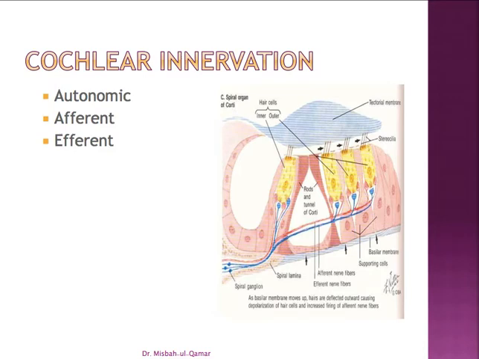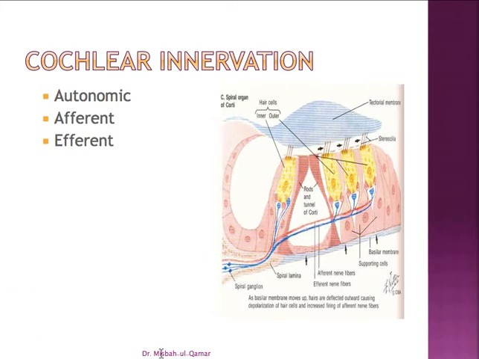There are afferent fibers, meaning the sensory fibers. Then there are efferent fibers also, which are bringing the orders or the information from the CNS back to the ear. And then there are autonomic fibers also. The autonomic nerve fibers do not appear to be present within the organ of Corti, but they are associated with the blood vessels and the nerve fibers of the modiolus, right?